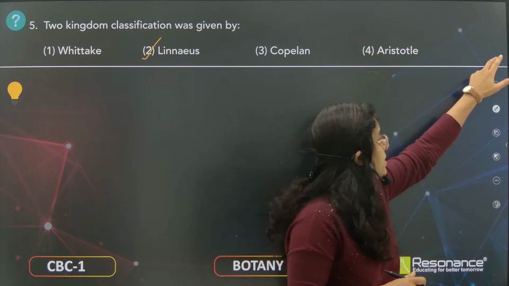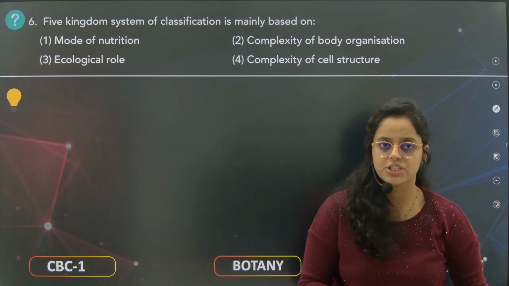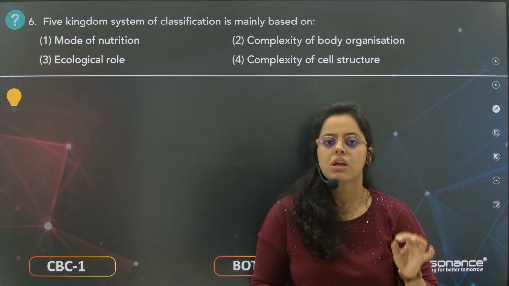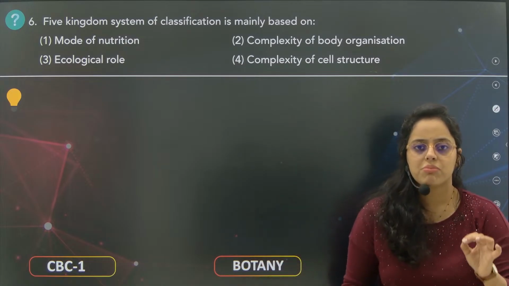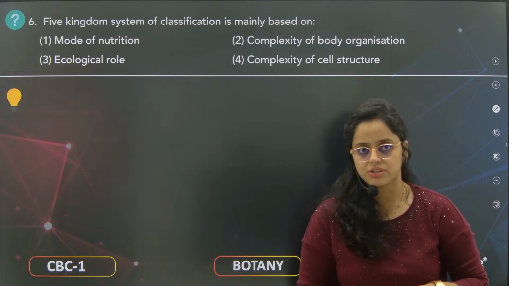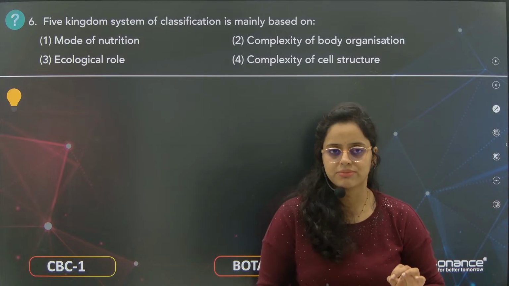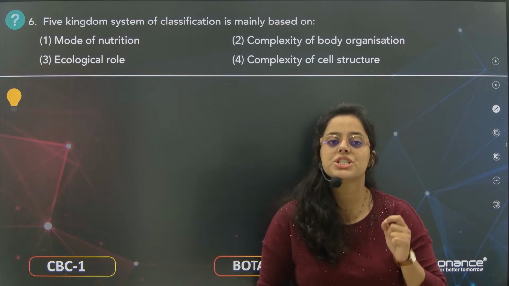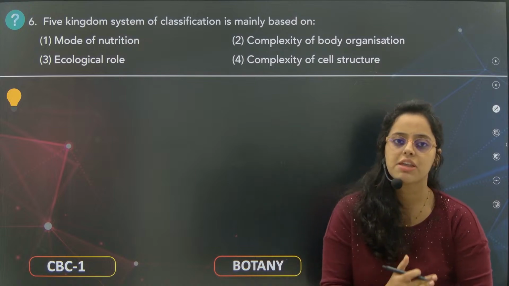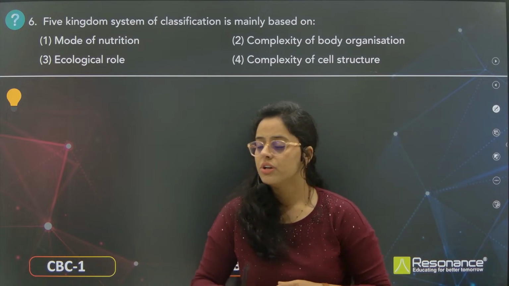Okay, now coming to the next question. This is for you students. The five kingdom system of classification is mainly based upon mode of nutrition, complexity of body organization, ecological role, or complexity of cell structure. So here the answer is going to be mode of nutrition. Yes, mode of nutrition is the main criterion for five kingdom classification.